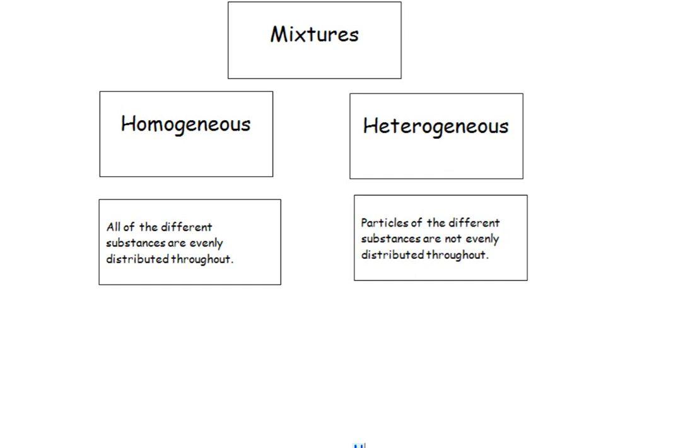The prefix homo means the same. Hetero means different. Hetero, different. This kind of refers to how the mixture appears to you. In a homogeneous mixture, all of the substances are very evenly distributed throughout. I usually say it looks the same throughout.